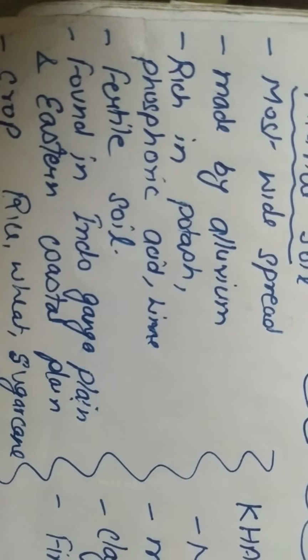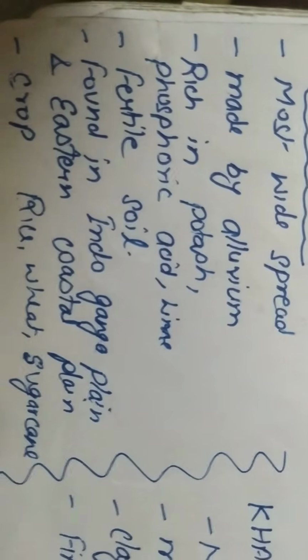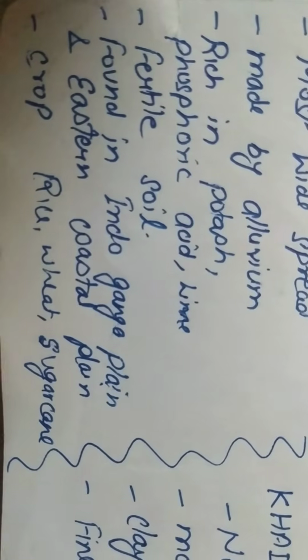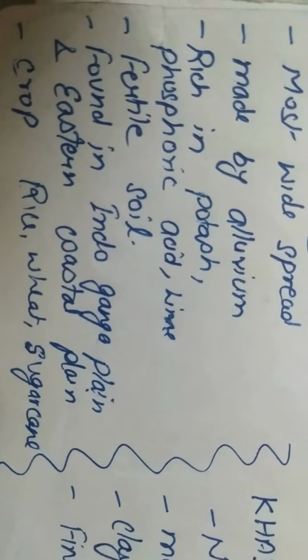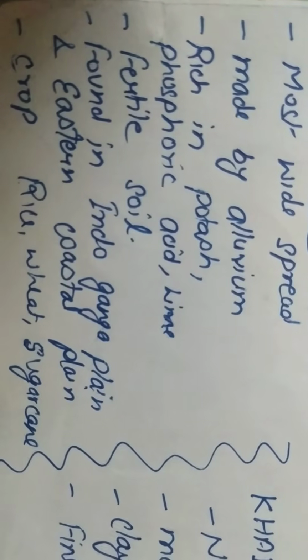That is because of this alluvial soil, fertile soil. It is found in the Indo-Ganga plain and eastern coastal plain. It is best for crops like rice, wheat and sugarcane. It is of two types. First, that is khadar. Second, that is bhangar. Khadar is new soil and bhangar is old.